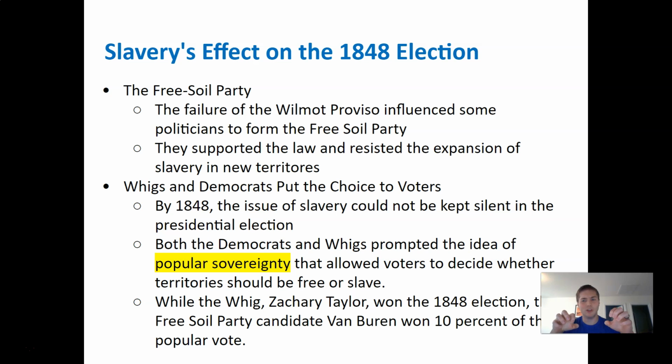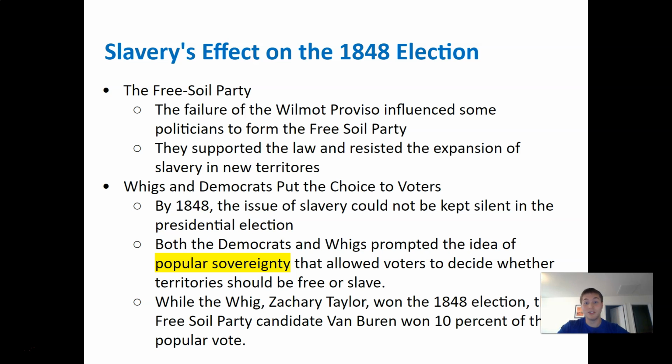But both the Democrats and the Whigs know that the issue of slavery is so shaky right now with voters that they're just going to stay in the middle. What if we just let everybody figure it out for themselves, with this idea of popular sovereignty? How about that? Popular sovereignty was the idea of letting voters decide whether their territory or area should be free or slave. They were just going to pass the ball and say, we're not going to say anything about it, so that way you guys can like us. That's not going to go over very well after the next couple of years.